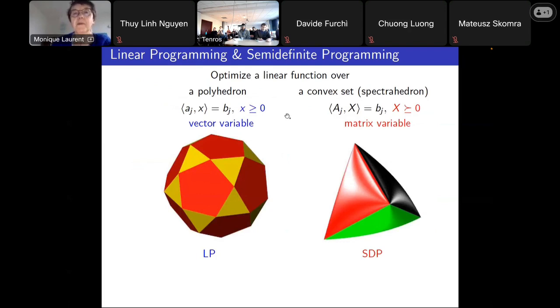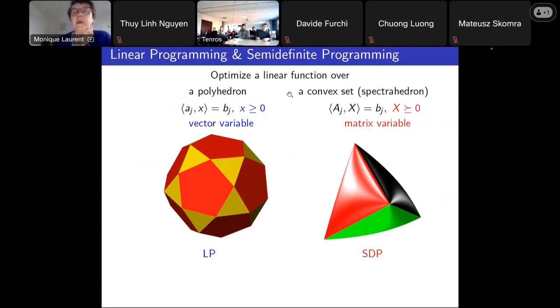So probably what you all know is linear programming. Linear programming is optimizing a linear function over a polyhedron, and a polyhedron is a feasible region which is defined by linear equations and inequalities. Here is a standard form of LP. One would have only linear equations, a_j x equal to b_j, and the inequalities would be that the variables are required to be non-negative. This is linear programming, optimizing a linear objective function over a feasible region, which is a polyhedron, which may look like this.